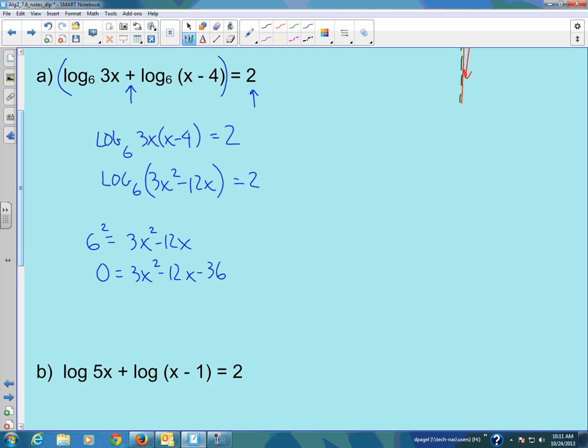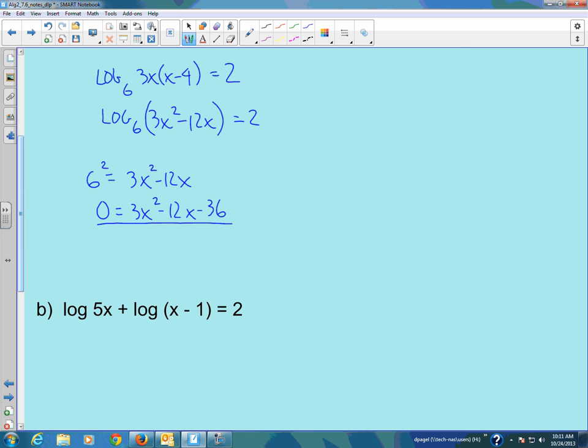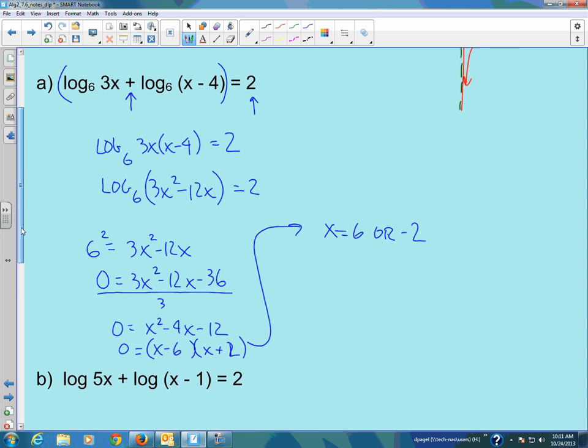And here I could divide a 3 out of everything. x squared minus 4x minus 12. Factor it. x minus 6, x plus 2. And then because of the zero product property, I have 2 choices. x equals 6 or x equals negative 2. I'll just need to make sure they both work.